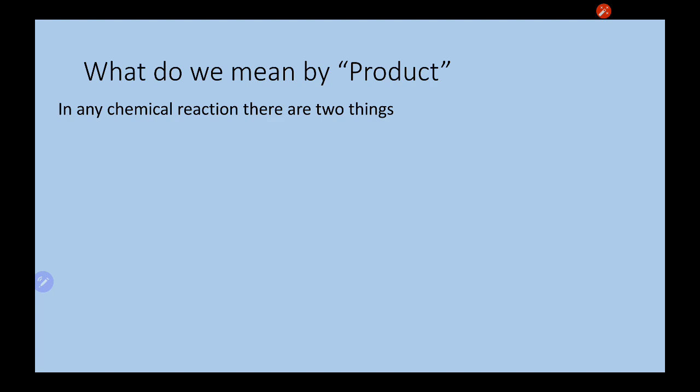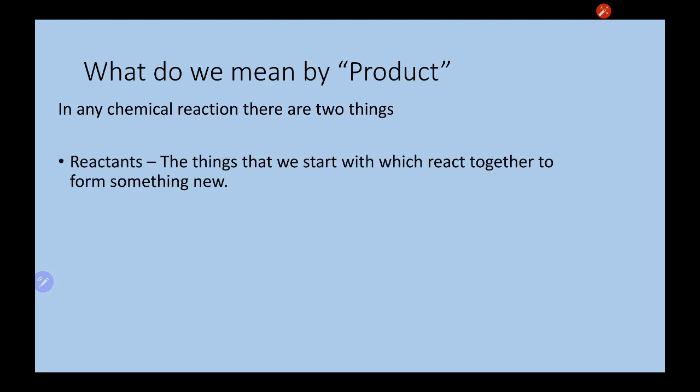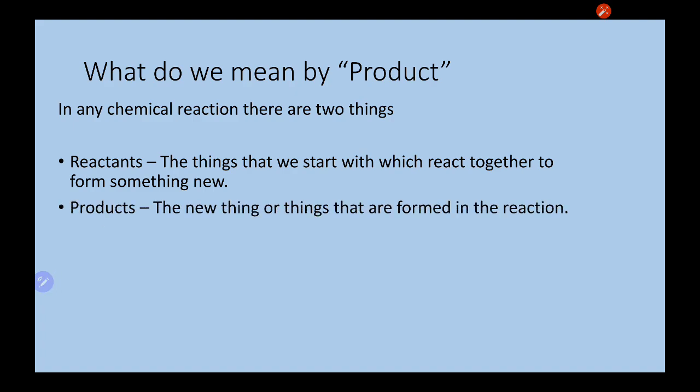In any chemical reaction, there are always two things. You have the things that you start off with, the reactants. These are always the things that you have at the beginning of any reaction. If you think about a reactant as being baking a cake, your reactant would be your ingredients, your flour, your eggs, your milk, your sugar. What we get out is our products, the new thing that's formed. Now, in our example there, the product would be the cake.